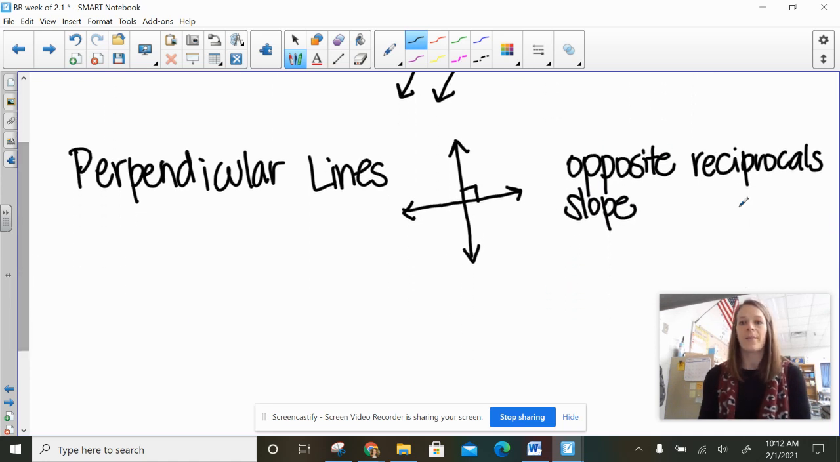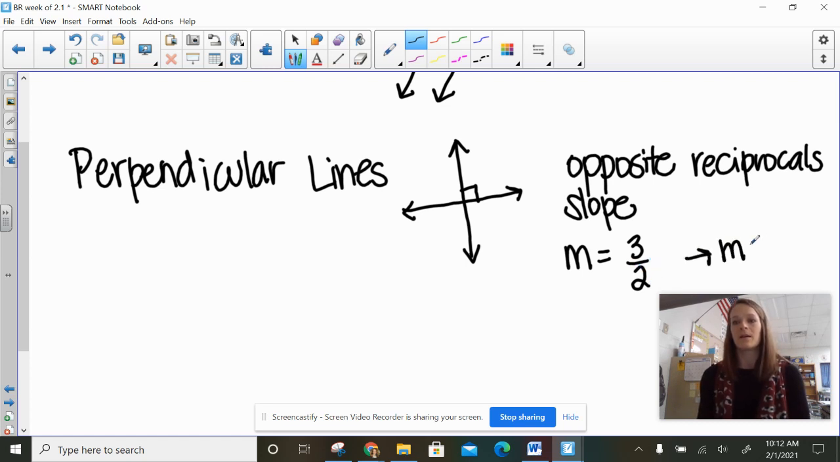And basically what that means is if the slope of one line was 3/2 and they're truly perpendicular, the slope of the other line will be negative, because that's your opposite. Reciprocal means to flip, so -2/3. Those are opposite reciprocals, and if they have those types of slopes, they are considered perpendicular.